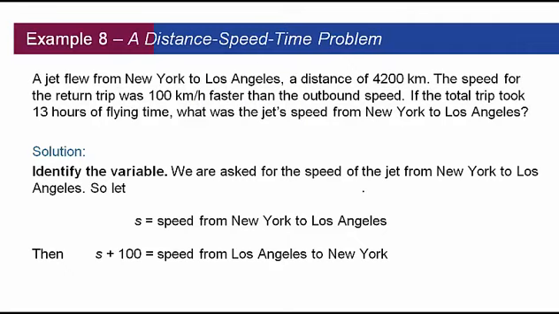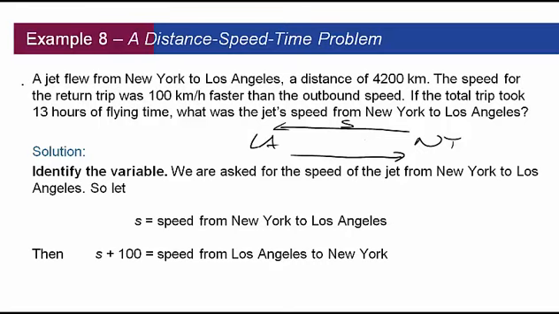I'm going to draw a picture. So here's LA, right? Here's New York. It flew from New York to Los Angeles and then back to New York. And it wants to know what was the jet speed from New York to Los Angeles. So it's looking for the speed along that trip.